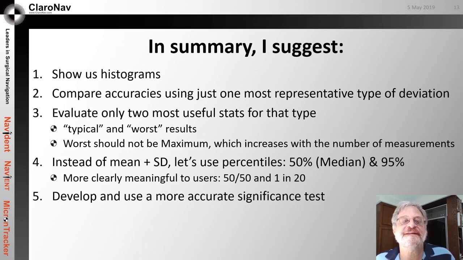5. Finally, we need to develop a more accurate significance test, one that assumes a 3D chi, not normal distribution.